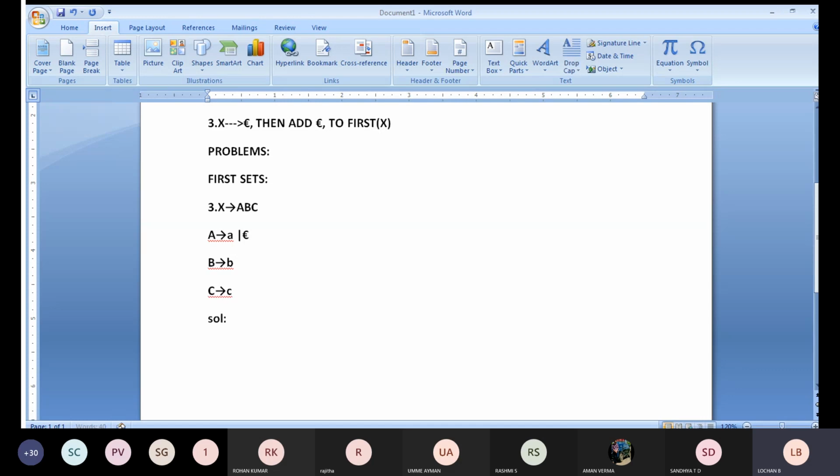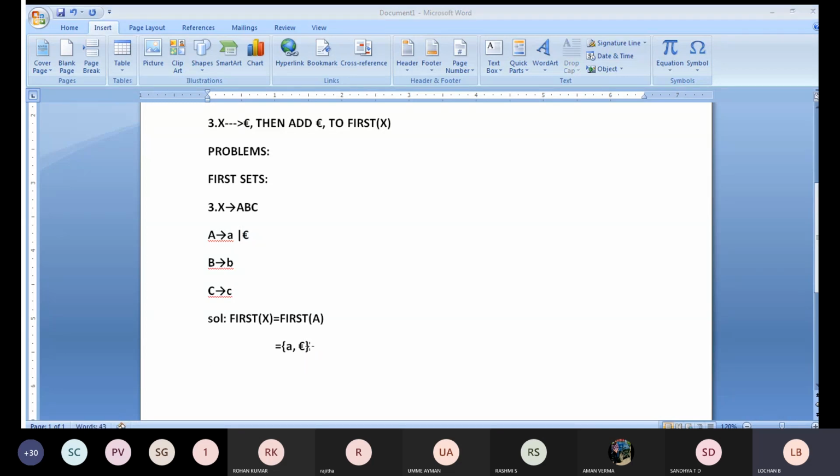Observe here. If you see first of X, what will you be getting? First of A you will be getting. From the first of A, what will you be getting, the non-terminal part? Anyone? Yes, sir. A along with epsilon is there. Epsilon is also a terminal. So I'll be writing here A comma epsilon. Don't write anything. Just see here how I'm going to solve the problem.